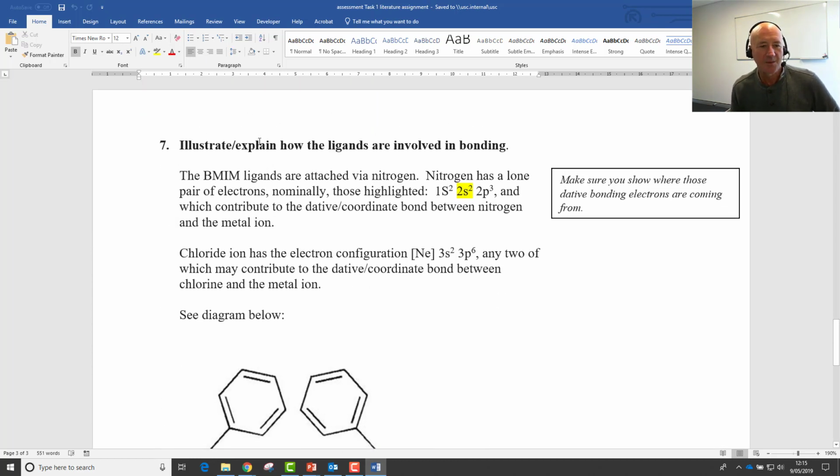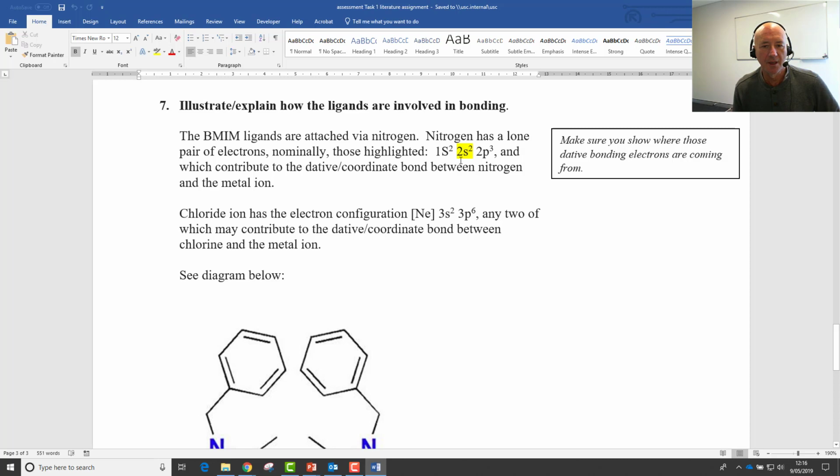Okay, number 7, explain how ligands are involved in bonding. That's going to be one of the big deals in this course, ligand bonding itself, and basically it centers around the idea that we have originally non-bonding pairs of electrons that can get involved in ligand bonding. So in the case of nitrogen, as I've explained here, those electrons, nominally 2 of them, are there, and they contribute to this dative coordinate bond. Again, more of that when you go through the rest of the lecture.